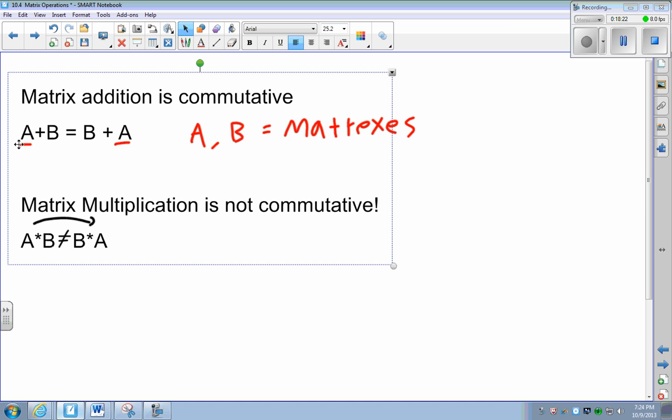Kind of crazy knowing that, you know, we've done math knowing that order shouldn't matter with multiplication. You know, 2 times 3 equals 3 times 2. I don't know, crazy stuff.